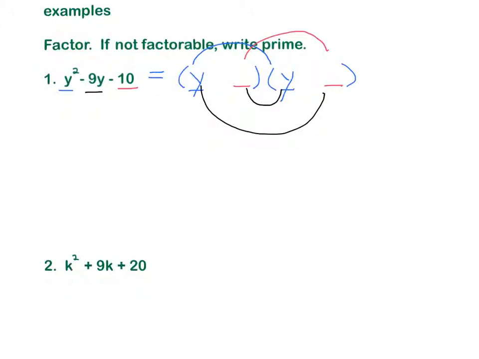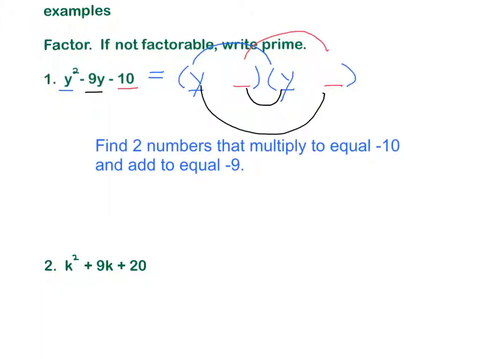So how am I going to go about finding these two numbers? Basically, I'm looking for two numbers to fill in that red spot, so that when I multiply my reds, when I take these two and I multiply them, I'm going to get my negative 10. And when I take this times this plus this times this, I'm going to get my negative 9y. So what I do is I basically, in this situation, find two numbers that multiply to equal negative 10 and add to equal the negative 9. The y is going to come into play because I have the y's here.